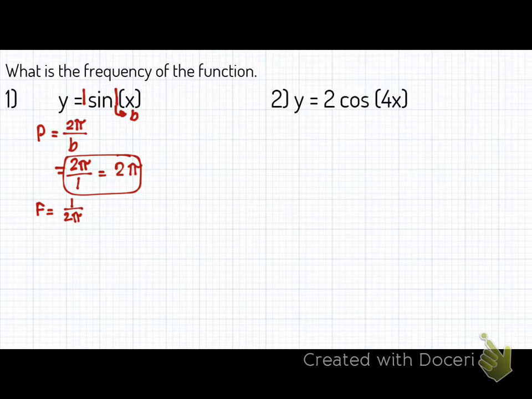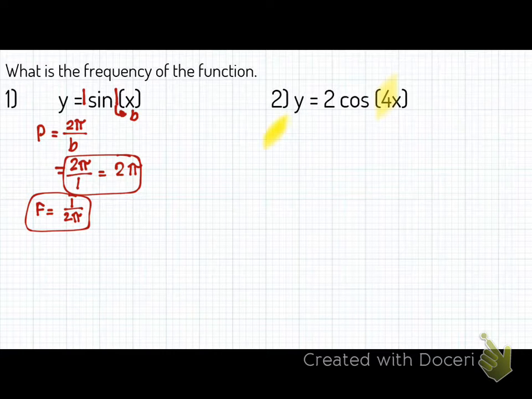Okay? Cool. So let me do number 2 now. So this is actually your final answer right here. Frequency is 1 over 2 pi. Number 2. Y equals 2 cosine of 4x, okay? What's the amplitude of this problem? 2. Do we care about amplitude? No. What is B in this problem? It's 4, right?